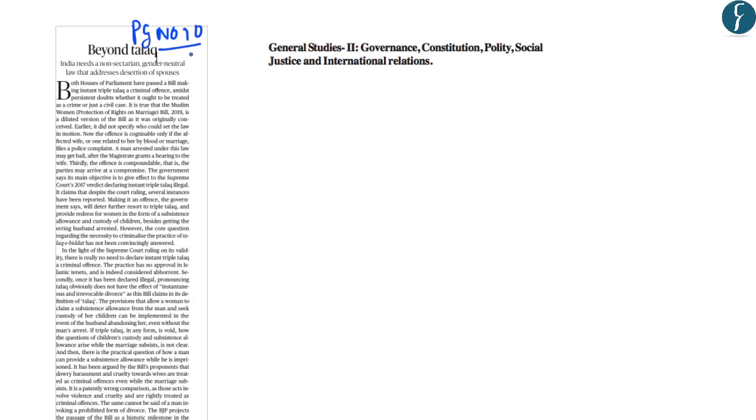Now, this editorial on page number 10 talks about various technical issues with the Triple Talaq bill, which has been recently passed by the Lok Sabha and the Rajya Sabha. So, this will fall under General Studies Paper 2 under the topic Governance and Social Issues. Now, the key provisions of the Triple Talaq bill have been provided in the PDF which is attached to this video. However, let us look at the points which have been highlighted by this editorial.